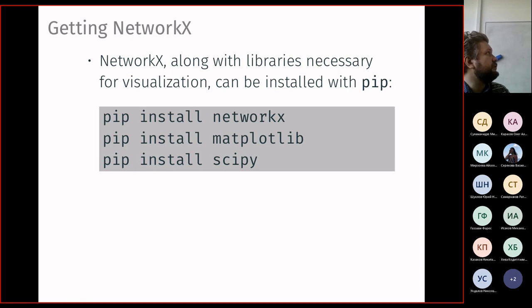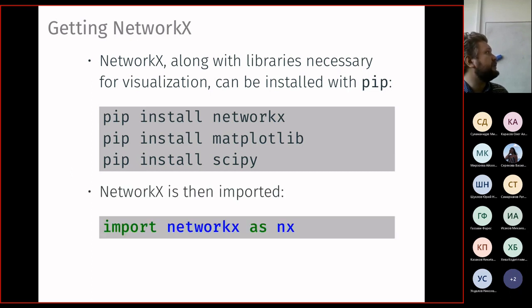So this is how it is installed. Just you take Network X, and there are two other libraries which are called matplotlib and scipy. These two are for visualization only. So they're not needed for computing using Network X for analysis, these are used for drawing pictures. Matplotlib is the standard plotting library. And then you import it like that. I imported it as NX just for brevity. You can just say import networkx.